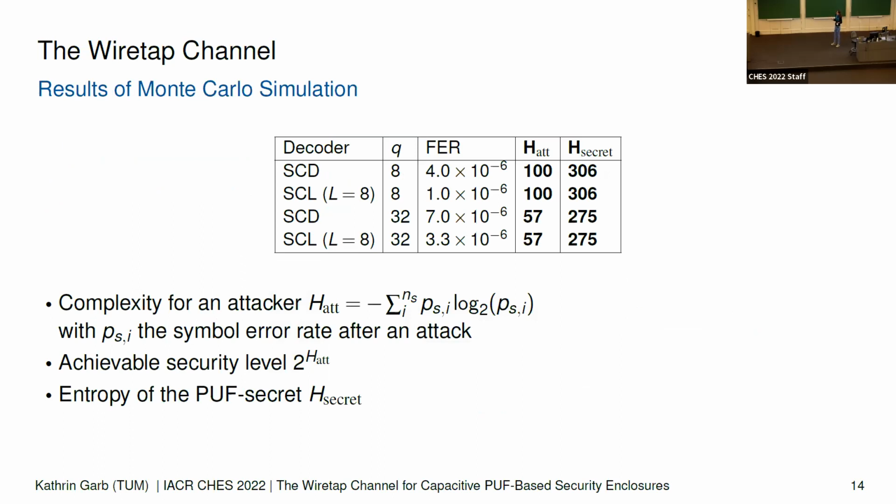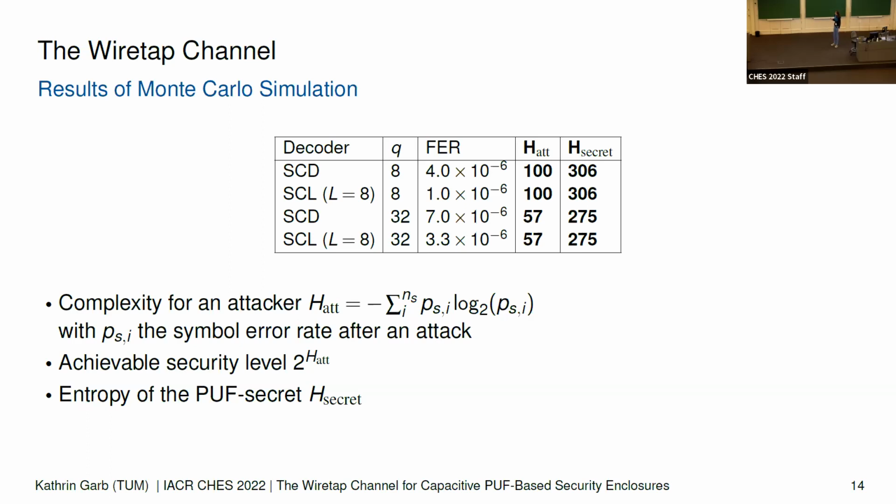And here is an excerpt of the results that we obtained, for both decoders and 8 and 32 intervals, and the third column is the frame error rate, so the probability of a wrongly decoded PUF secret. We obtained these entropies: the attacker entropy of 100 bits. What does this mean? This entropy is directly related to the security level of the code. The 100 denotes the brute force effort for an attacker in terms of the decoding complexity, because we have to assume that the attacker knows the error correction, or at least he knows now.